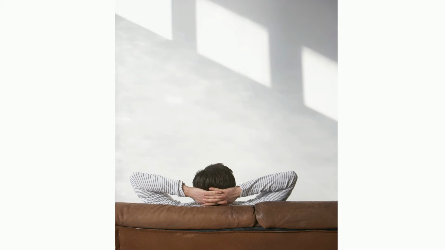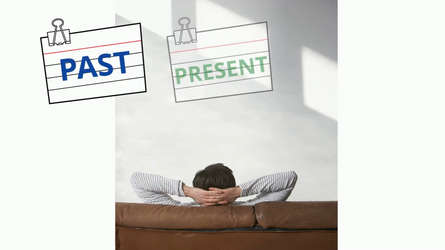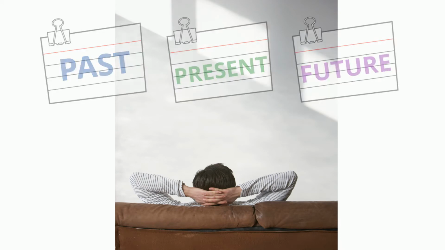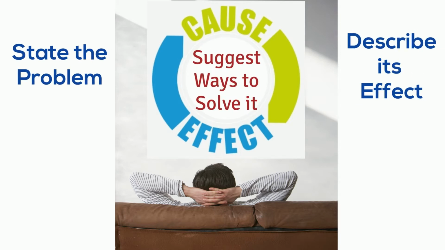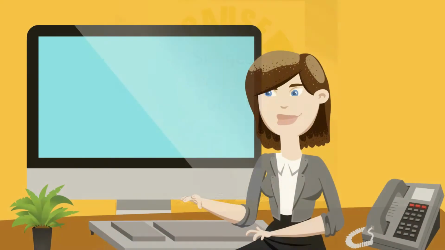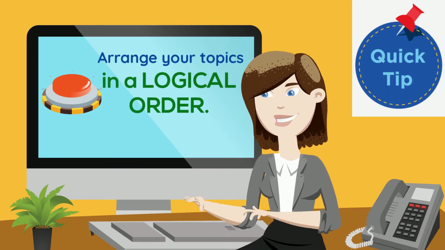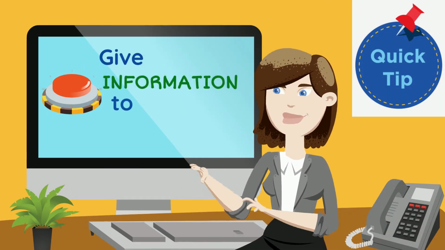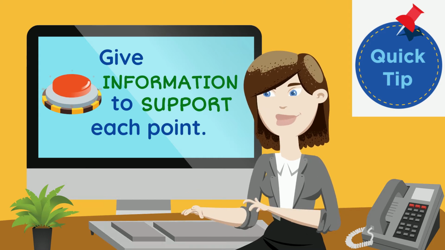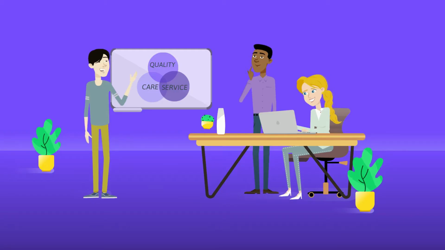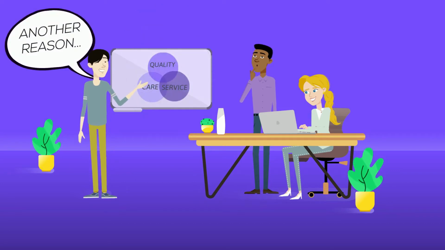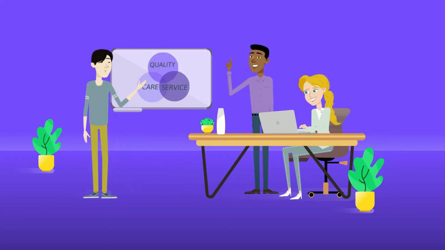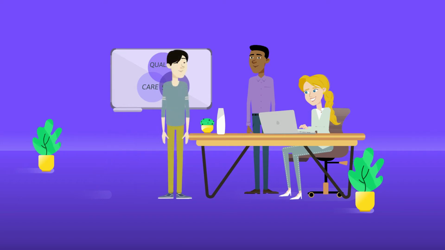Another tip is to put your major points in a time frame. Use a problem-effect solution, where you state the problem, describe its effect, and suggest ways to solve it. Lastly, use transition words. You can also pause to emphasize a point or change position in front of the audience.